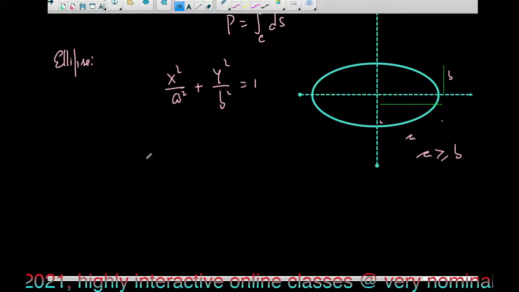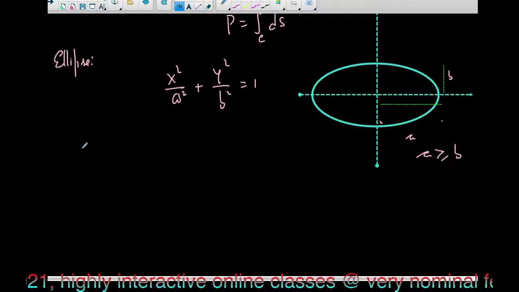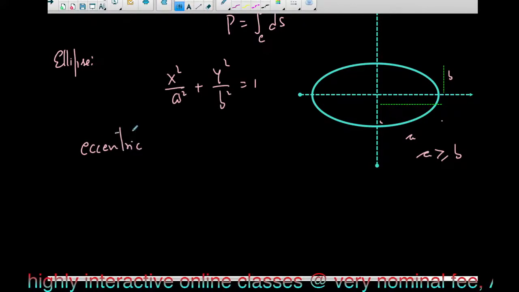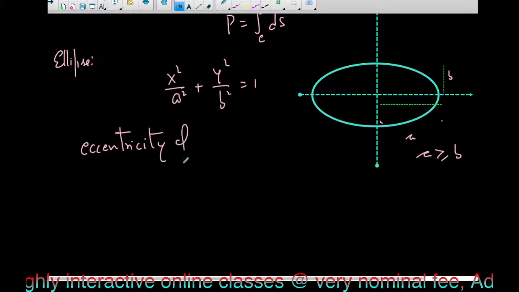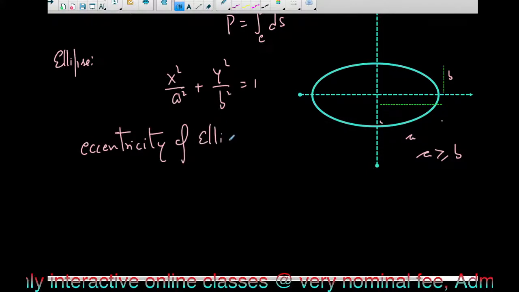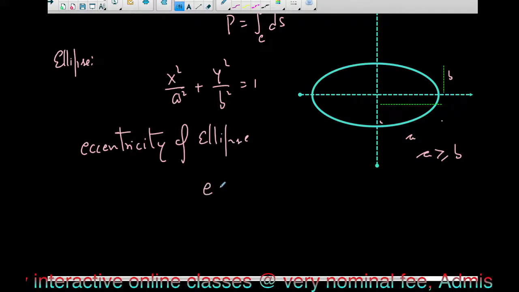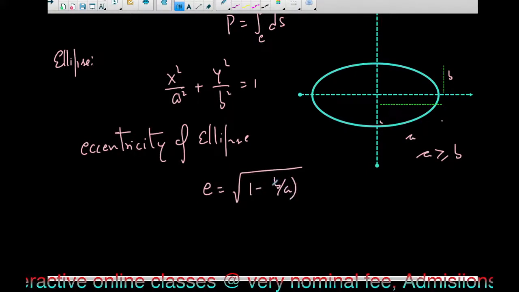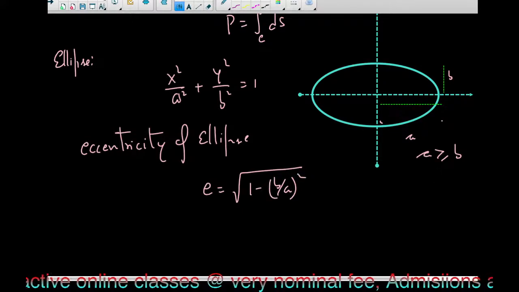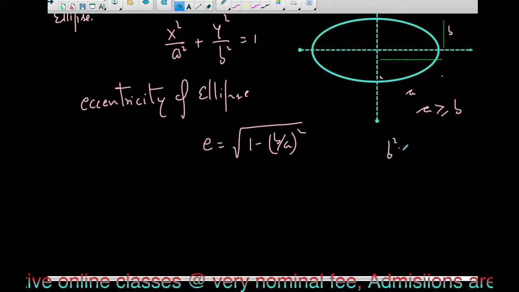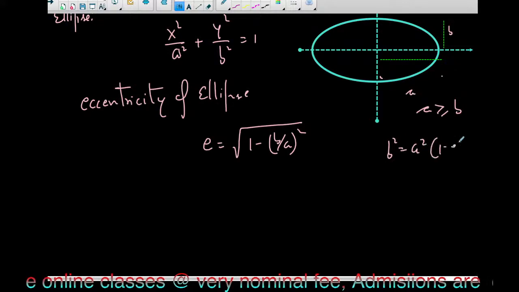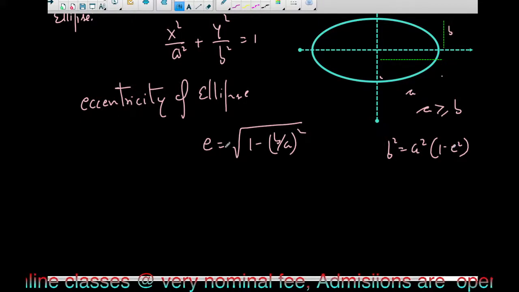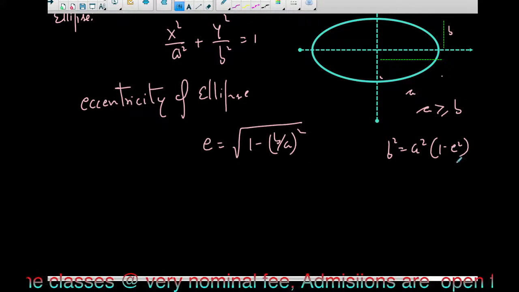So in this situation, the eccentricity of an ellipse is defined as e equals the square root of 1 minus (b/a) whole squared. You can recall that b squared equals a squared into (1 minus e squared). That is the equation relating the ellipse, and when you solve for the value of e, you will get the square root of 1 minus b squared by a squared.